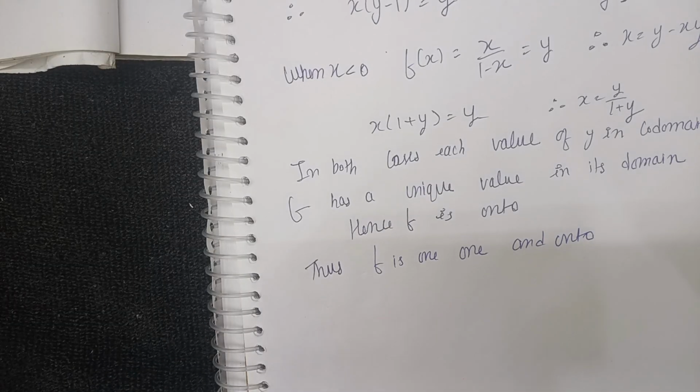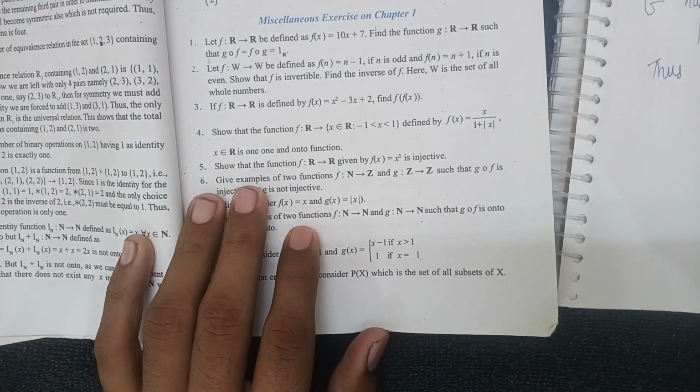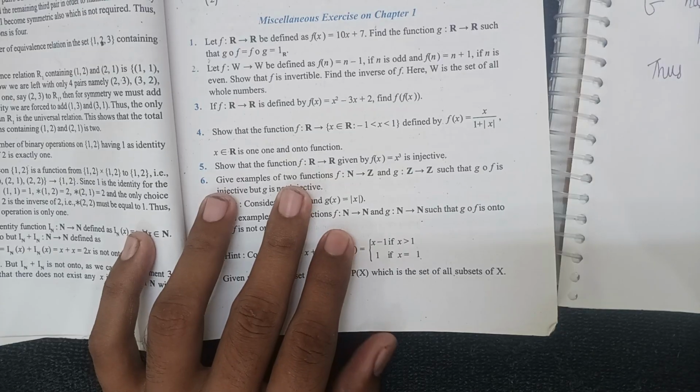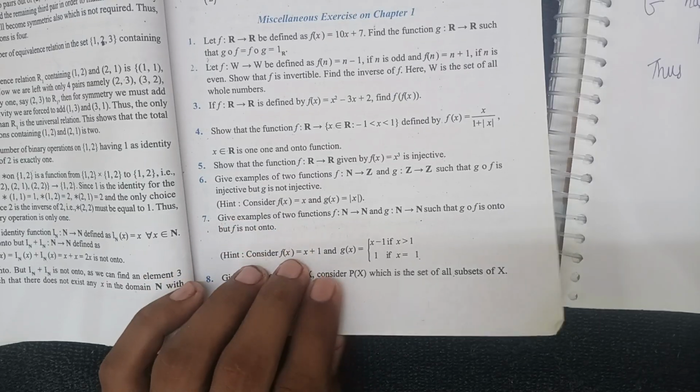Now I am going to solve question number 5. Question number 5 says: show that the function f from R to R given by f(x) is equal to x cube is injective.